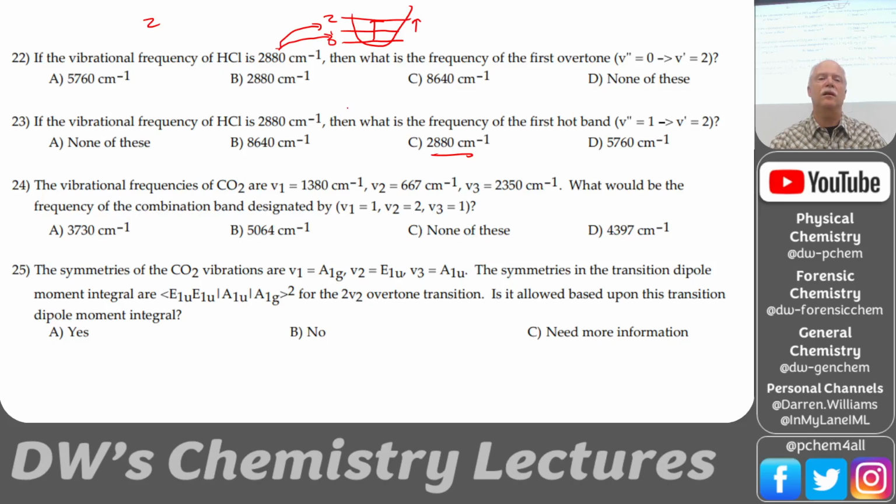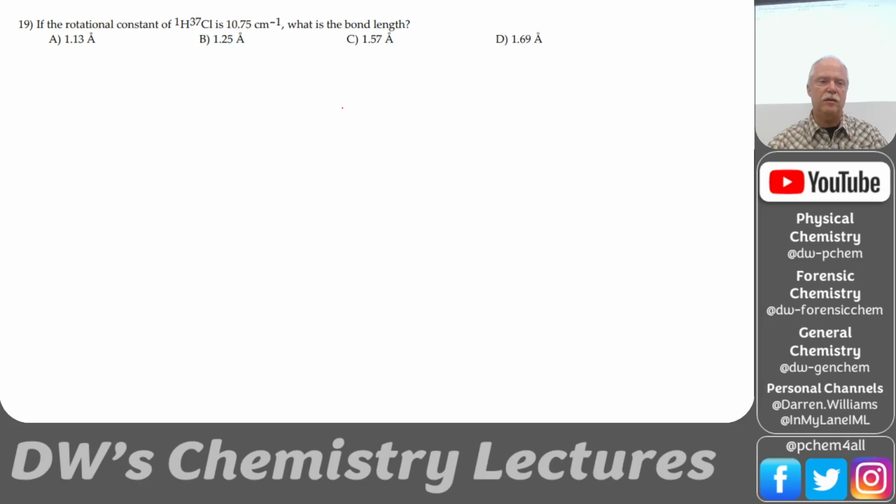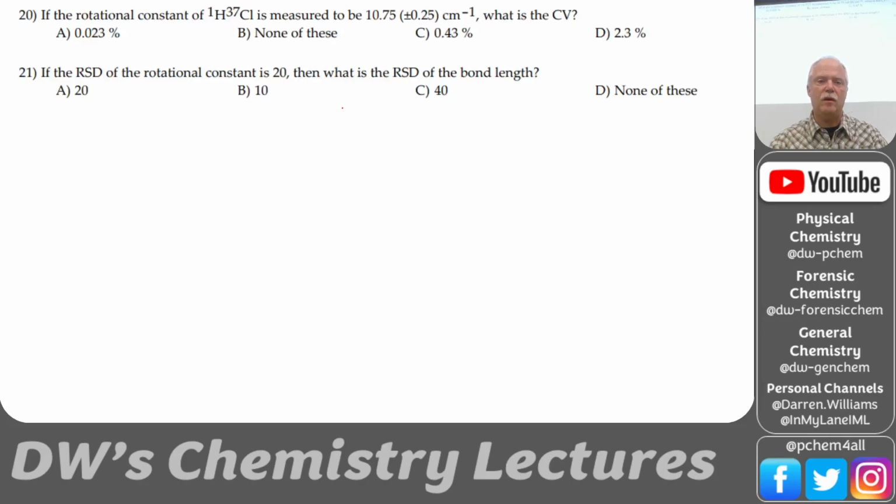Could you go to 21? Yes. I didn't understand what it was asking. Oh yeah, so this is the relative standard deviation. That would be the uncertainty in the rotational constant over the rotational constant is equal to 20. So this is the standard deviation. Go watch that propagation of uncertainty video where it talks about how to manage these things.